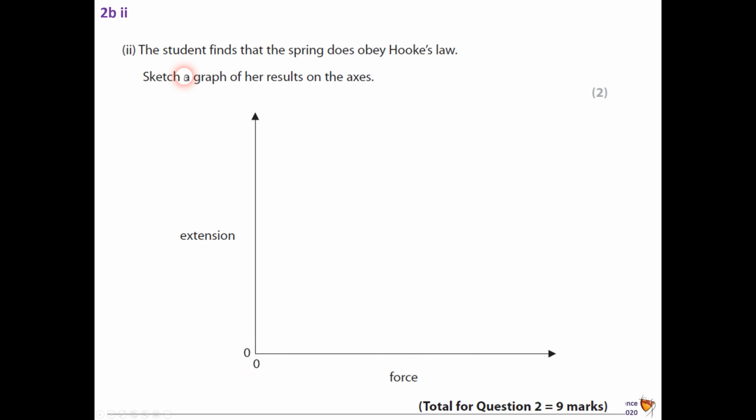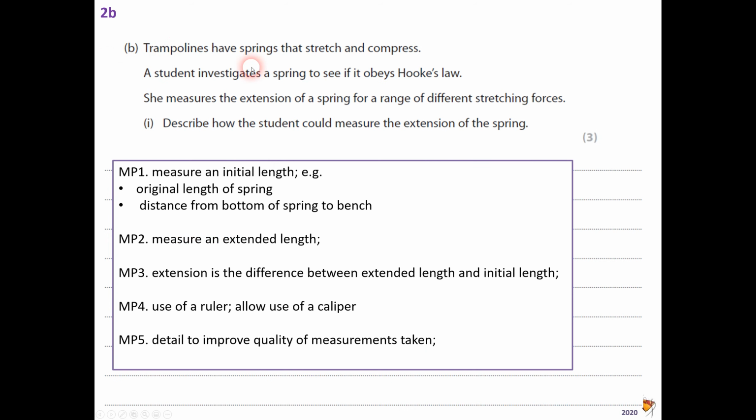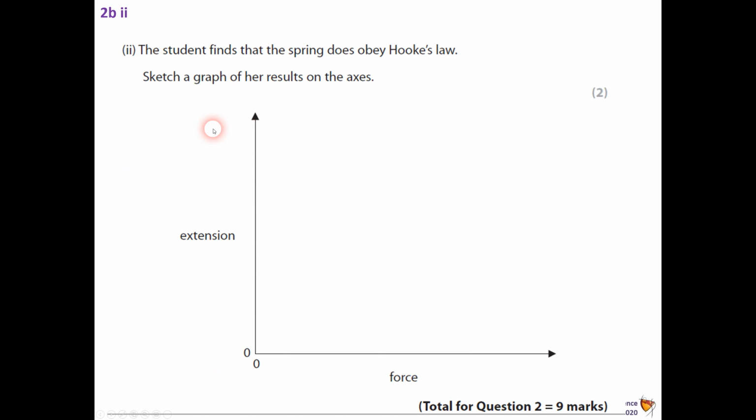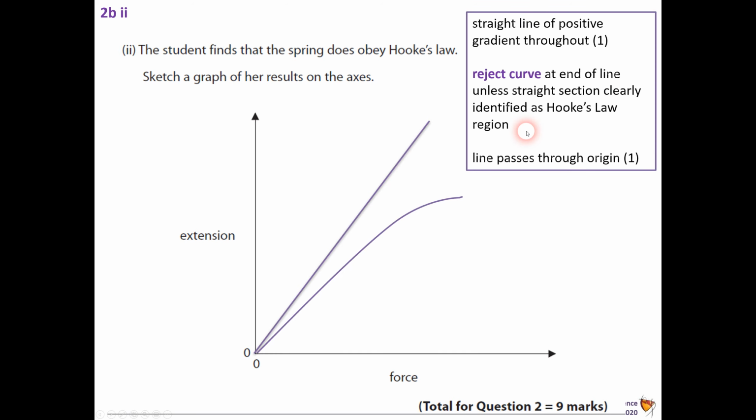Okay. Now, part 2 then. The student finds that the spring does obey Hooke's law. Sketch a graph of the results on the axes. So we've got extension and we've got force. Okay, so let's see what we've got here then. So it's just 2 marks. Again, you can pause. So we've got a straight line, and I've got another line.